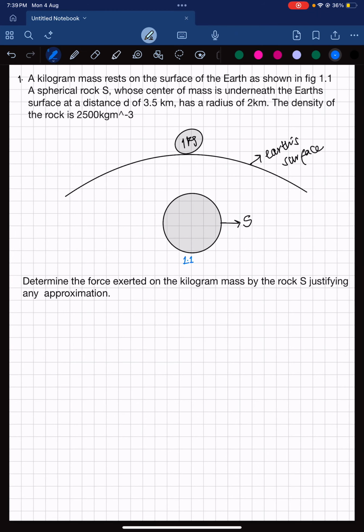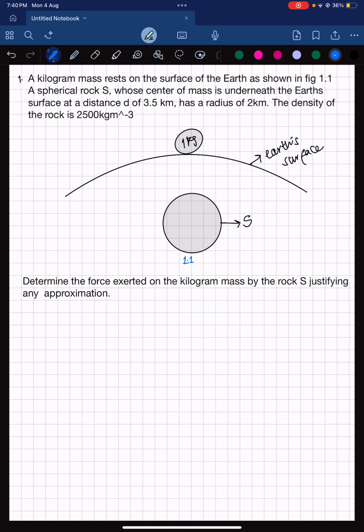Hello, so in this video we are going to do a question on gravitational field on 2-point masses. So this question says that a kilogram mass rests on the surface of the earth as shown in figure 1.1.